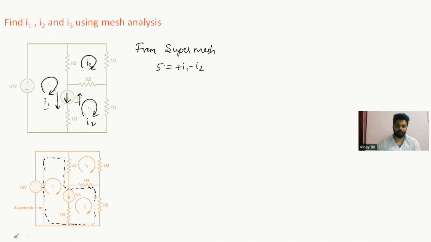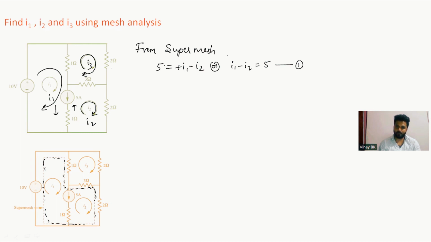So from the super mesh you'll get one equation. I1 is flowing downward, and here I2 is flowing upward with respect to the second loop, and here I3 is flowing. So the 5 amperes from the super mesh you can write as 5 equals I1 minus I2, or I can write it as I1 minus I2 equals 5, and this is equation number 1.